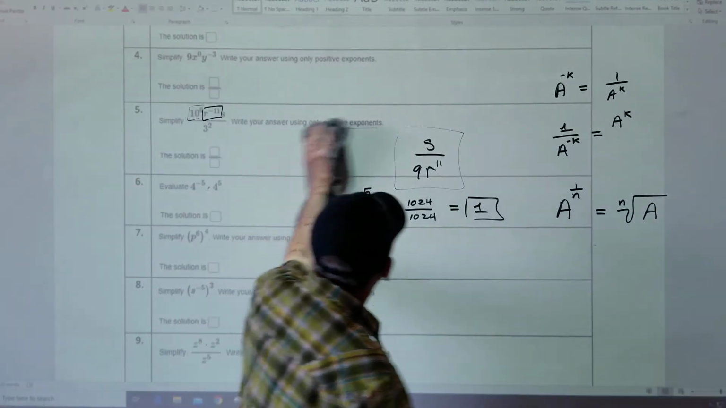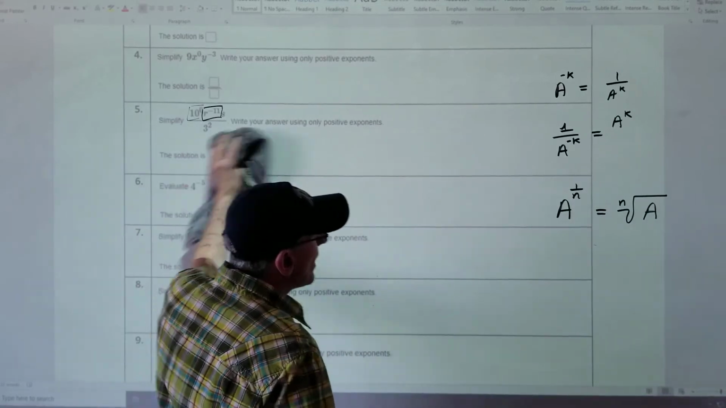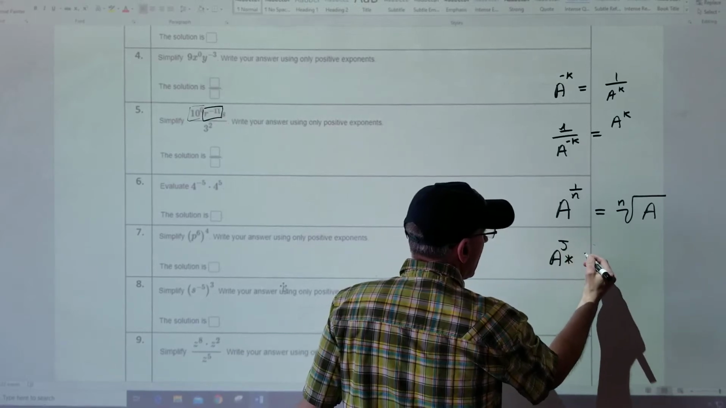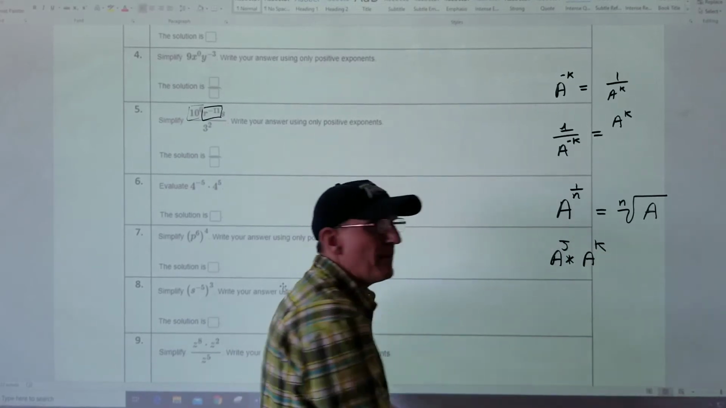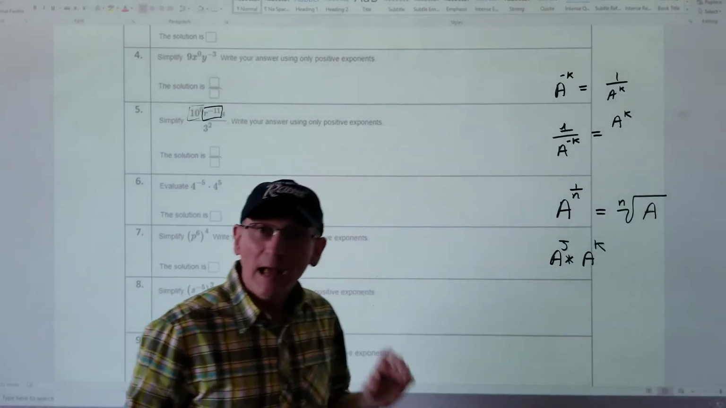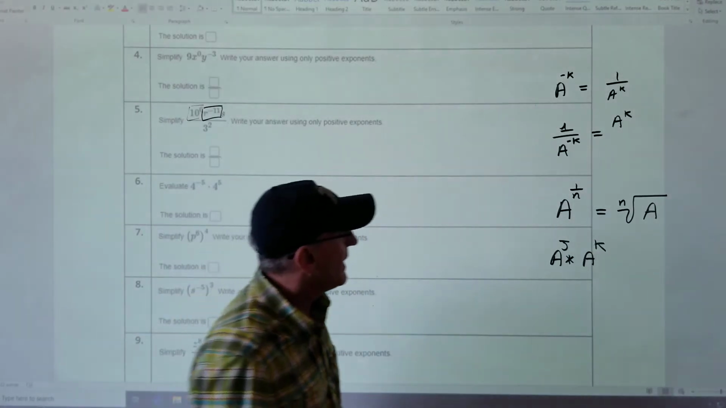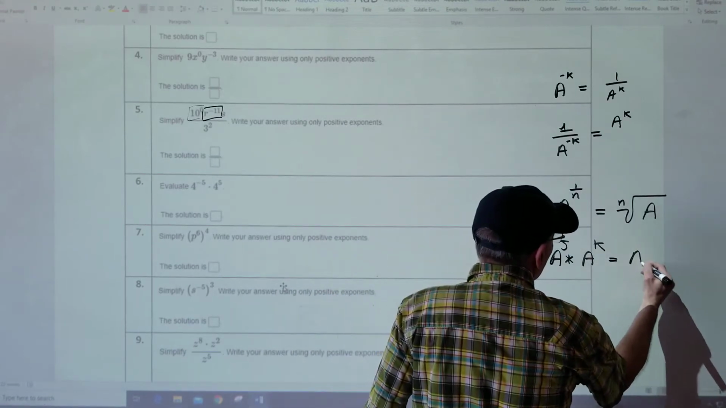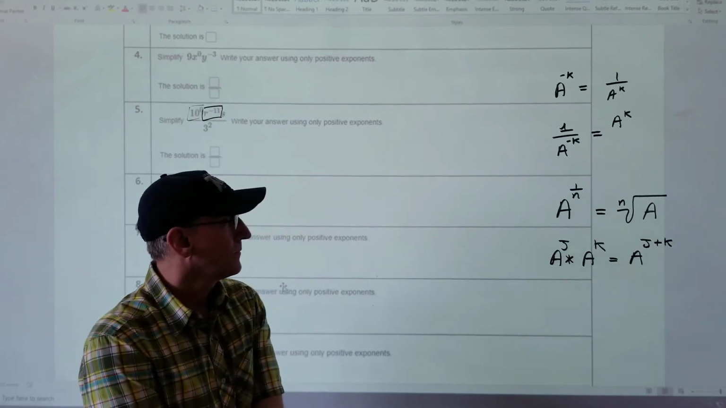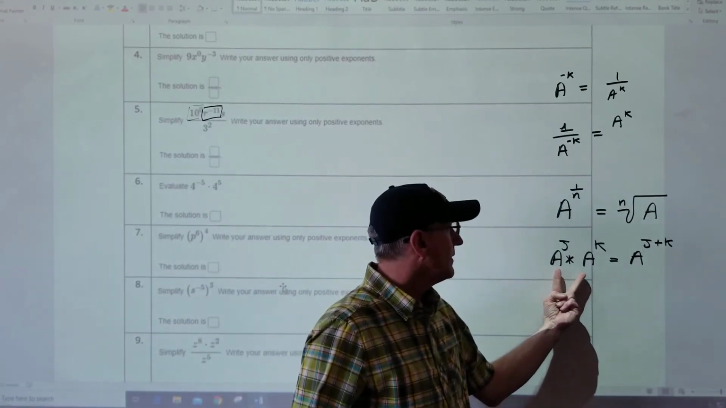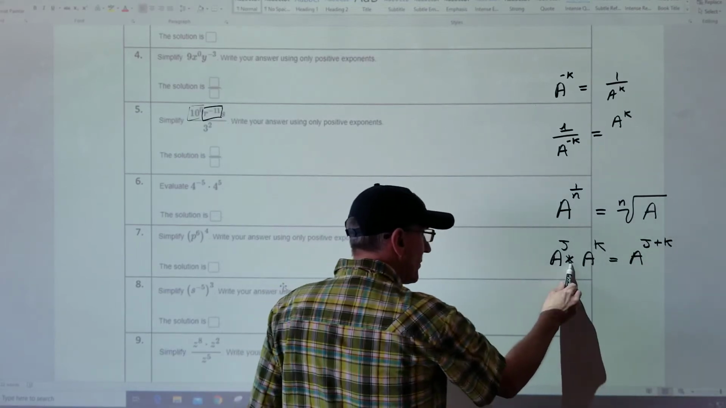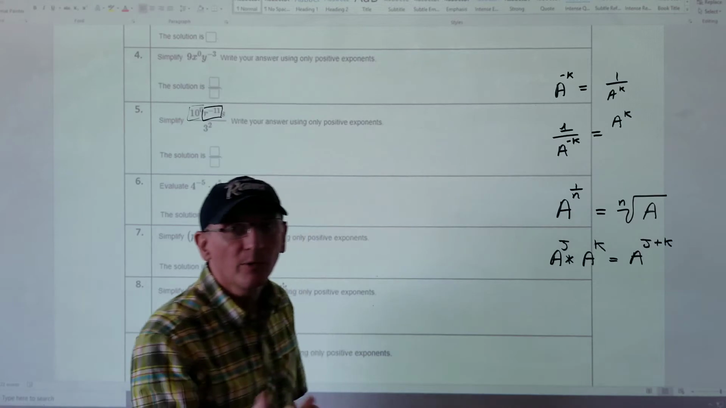Let me erase this. There's a property about multiplying 2 powers that have the same base. Now, it's got to have multiply, and you got to have the same base. But when you have that, it comes up quite a bit. The answer ends up being just a to the j plus k power. You can write a product of powers as a single power. Just add the exponents. But it's got to be multiplied, and you have to have the same base. Okay, so there's the rules that have to be followed.